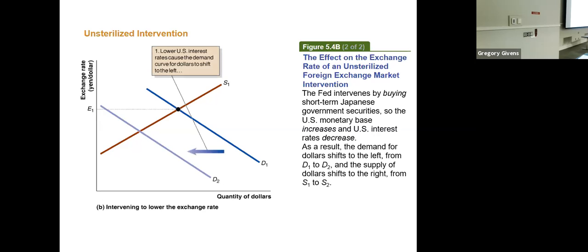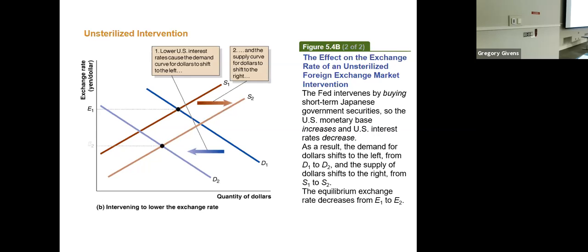The supply of dollars should increase. US investors want to flee US bonds and buy Japanese bonds that now have a higher relative return. And the rest of the world, or Japanese investors, also want to invest in their own assets instead of ours. And so the demand for dollars weakens. The combined effect is a lowering of the equilibrium exchange rate in this model.